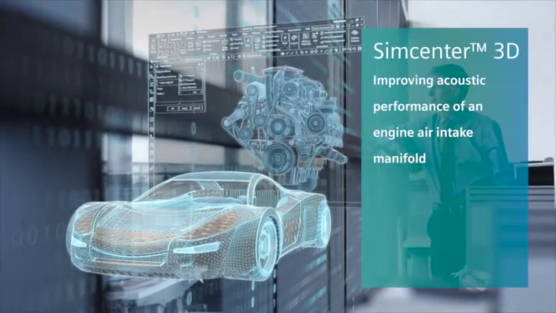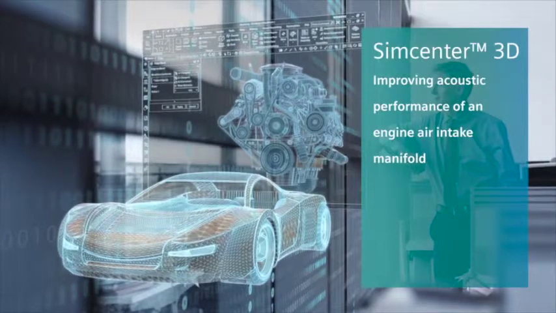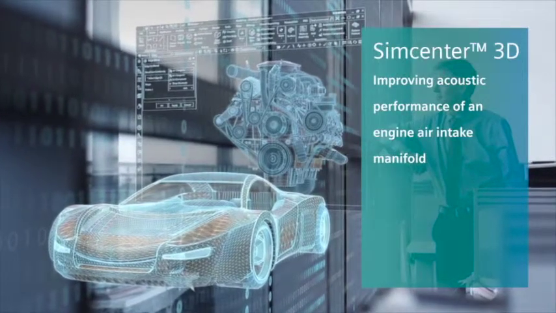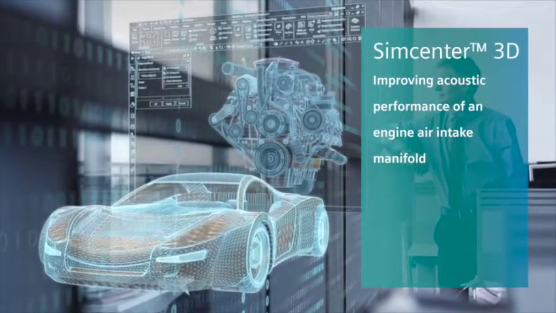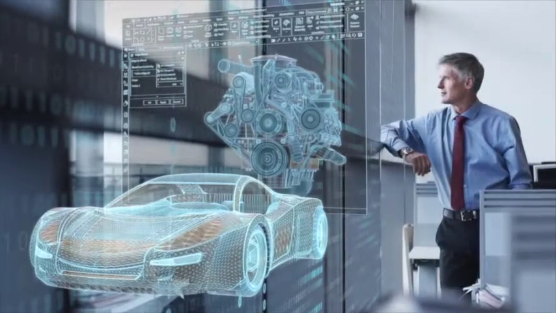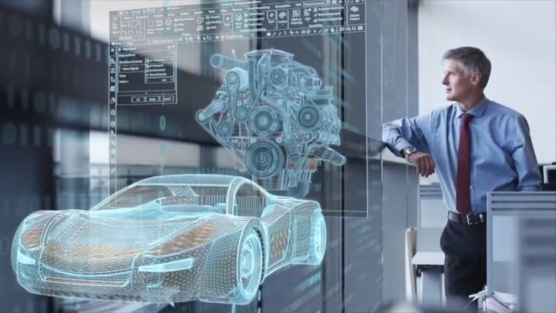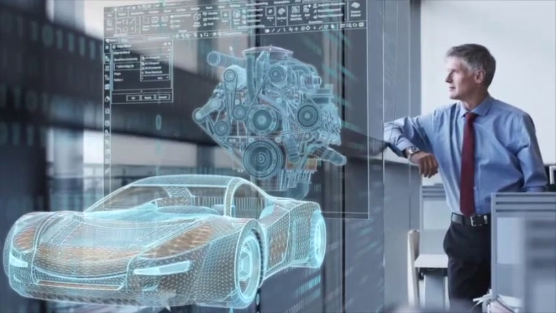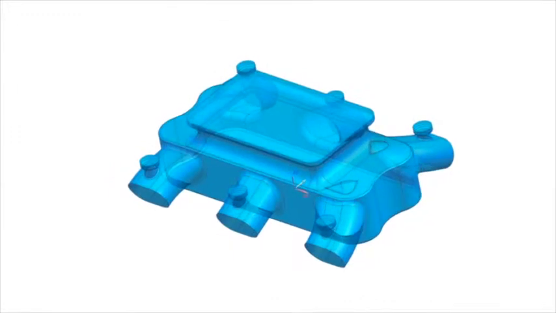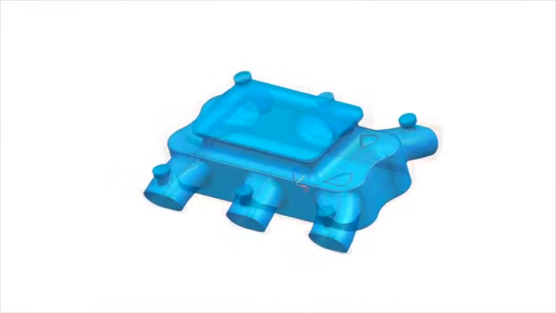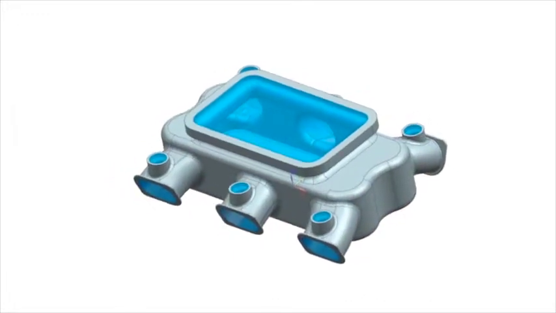SimCenter 3D can help automakers achieve quieter, smoother vehicles using simulation for noise, vibration, and harshness, otherwise referred to as NVH. In this demonstration, the concern is about noise generated by an air intake manifold. Such manifolds come in all sizes and shapes and are a key component for engines to make sure air is flowing smoothly into the combustion chambers.